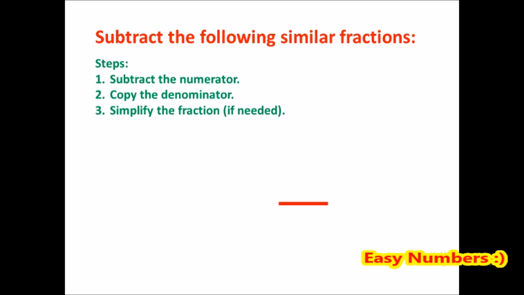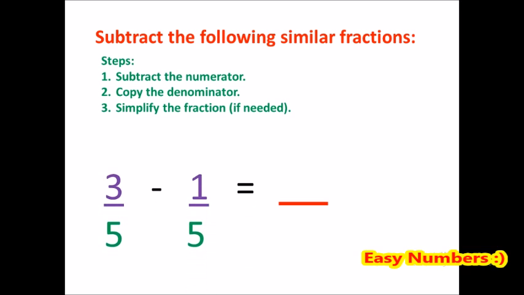Let us start with subtracting similar fractions. Steps are: number 1, subtract the numerators. Number 2, copy the denominator. And number 3, simplify the fraction if needed. For example, 2/2 minus 1/2 is equal to... let us first subtract the numerators, which is 2 minus 1 equals 1, and then copy the denominator. So the final answer is 1/2.